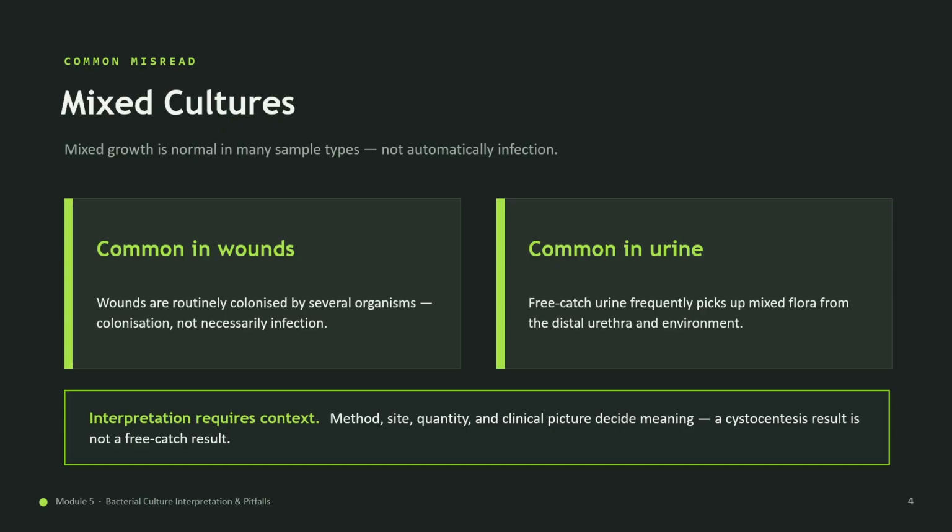Cultures throw a lot of students. When you see 3 or 4 organisms on one report, the instinct is to assume a severe polymicrobial infection. But in many sample types, mixed growth is completely normal. Wounds are routinely colonized by multiple organisms. Free catch urine frequently picks up mixed flora from the distal urethra and environment. Mixed growth often signals contamination or normal colonization, rather than true infection. Interpretation requires context, the collection method, the site, the quantity of each organism, and the clinical picture. A mixed result from a cystocentesis sample means something very different from a mixed result from a free catch sample.